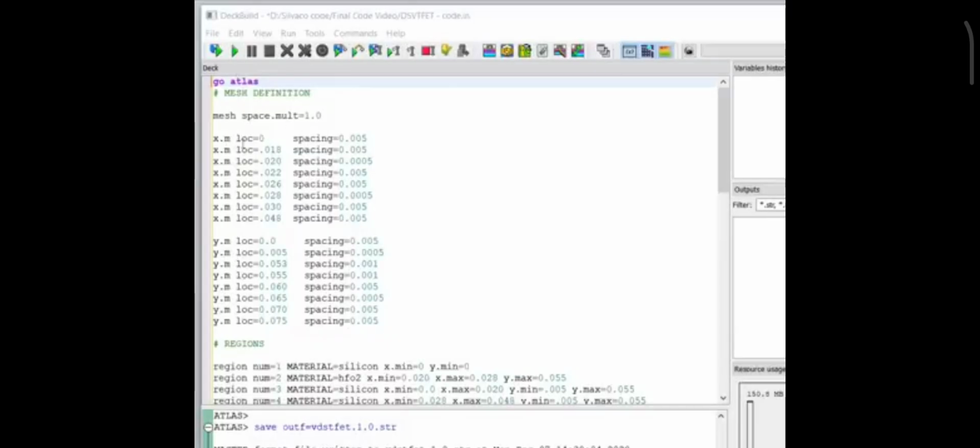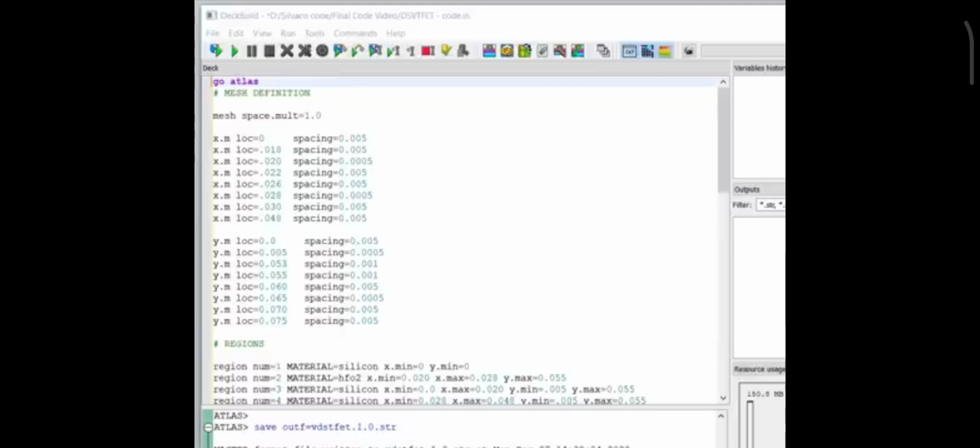Next, X mesh location starting from 0 and ending at 48 nanometer. This means the length of the device is 48 nanometer with different levels of spacing. At the junction, I am giving fine meshing as compared to the other parts of the device. And the Y mesh is starting from 0 and going up to 75 nanometer with different spacing. 0.005 means 5 nanometer, to 0.5 nanometer, 1 nanometer, different values of spacing.